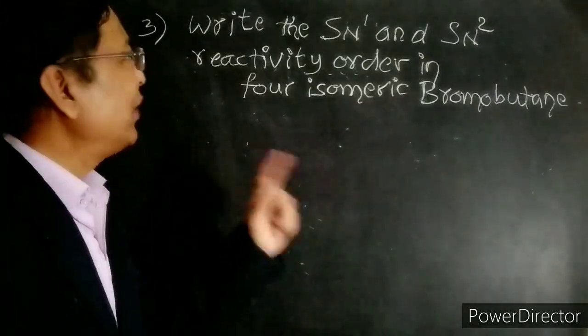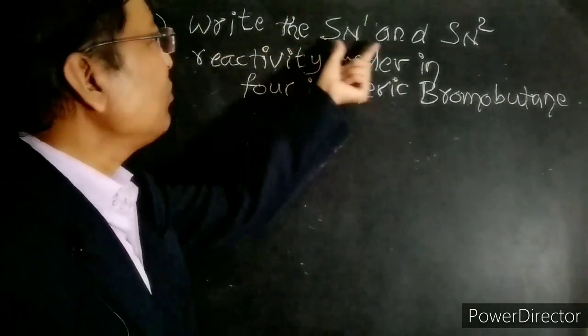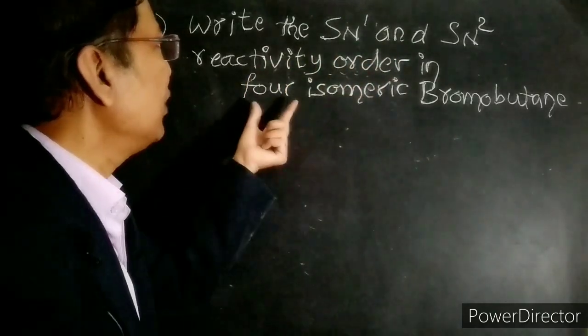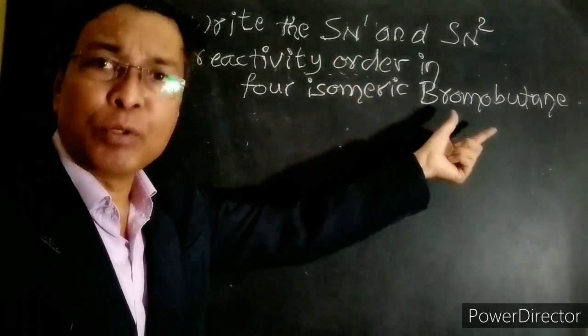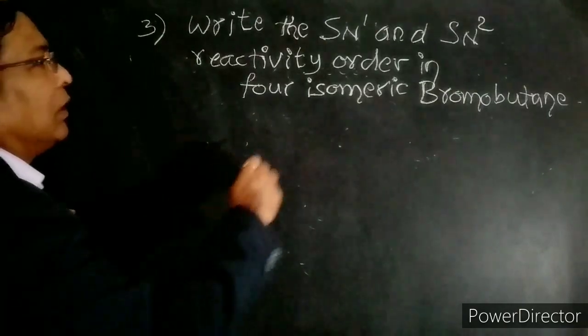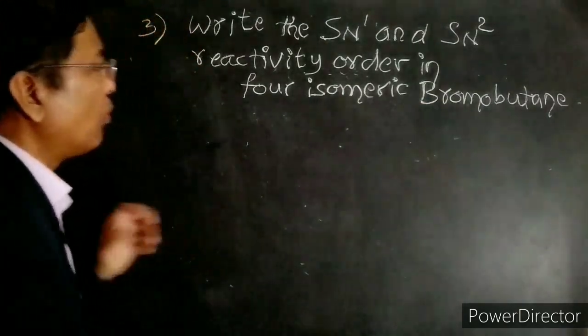Now we will take a very interesting question, that is, write the SN1 and SN2 reactivity order in the 4 isomeric bromobutanes. First we have to write the 4 isomers of bromobutane.